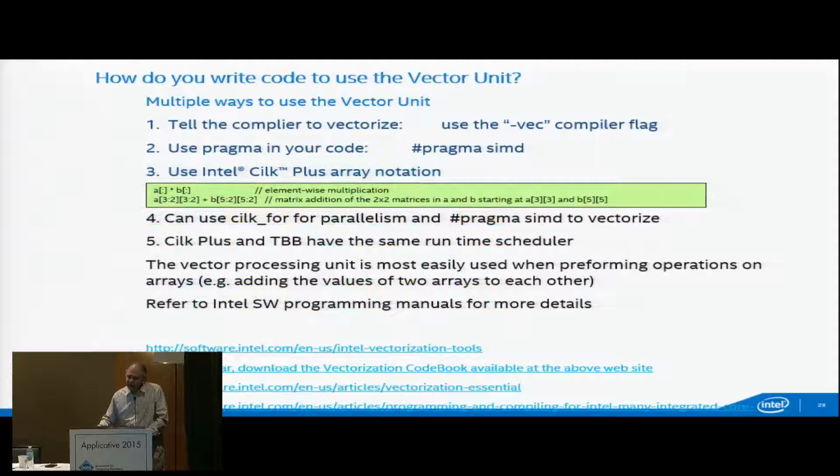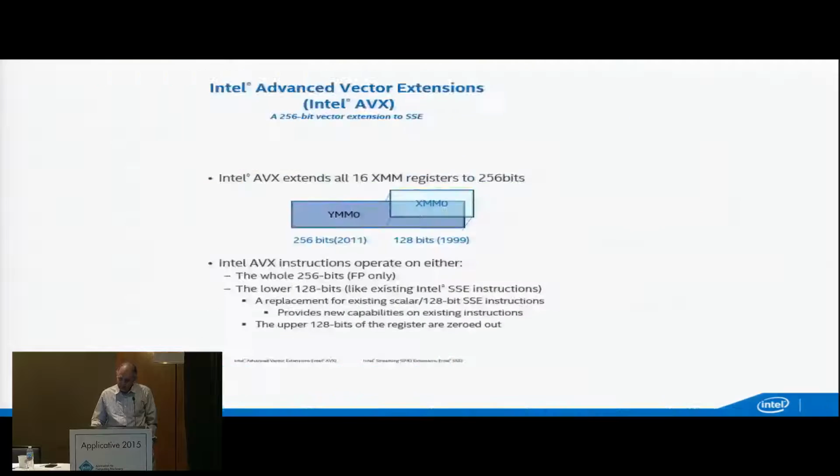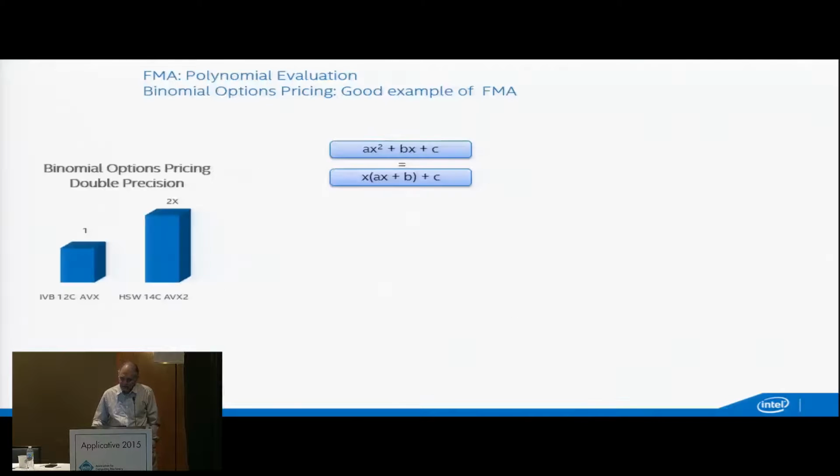So how do you write code to use the vector units? Well, use the compiler's flags, use pragmas, use the Intel Cilk Plus array notations. They're pretty good. And very simple elemental functions can be used. Use Cilk for parallelism. TBB, they have the same runtime scheduler. And so these are simple ways to write it. I won't talk about vectorization.